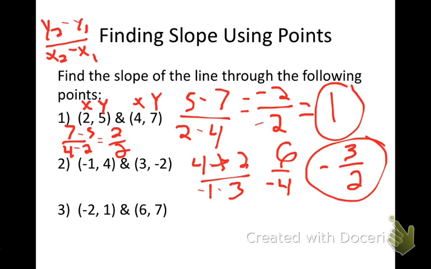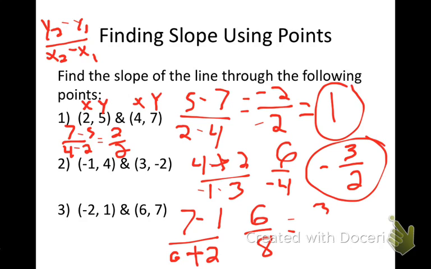Number 3. How would I set up number 3, Tina? Okay, so I went 6 and then 6 minus 2 and then that was plus 2 and then 7 minus 1. What goes on top? 7 minus 1 over 6 minus 2, which would really be 8 because like add. Okay, the 2 negatives go positive. And then you simplify that and you get 3 over 4. Thanks, Tina. That was a lot of words.